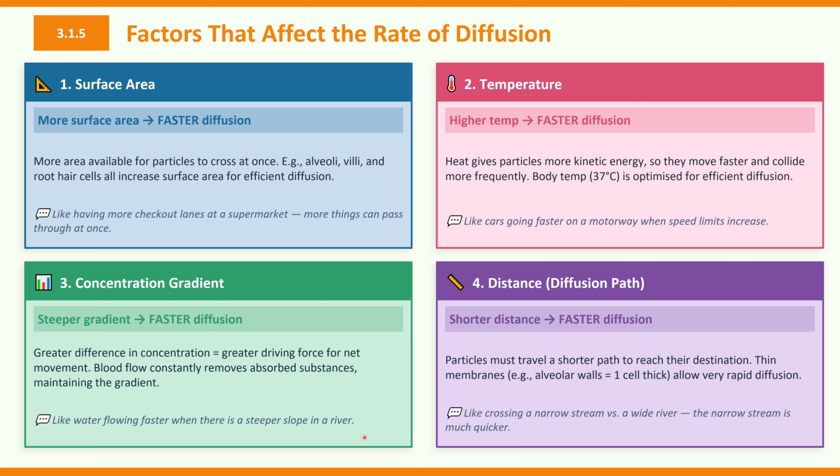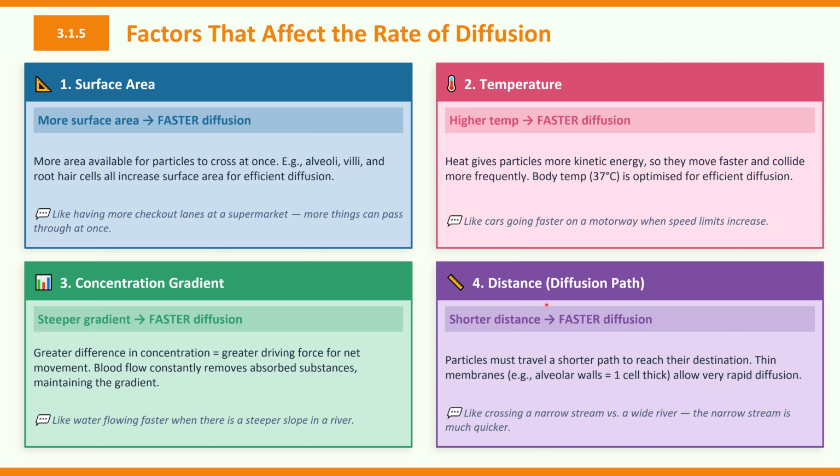The greater that difference, the stronger the driving force for movement. Our bodies actually work to maintain this. For example, blood flow constantly carries away absorbed substances, so the gradient stays steep. It's exactly like water flowing much faster down a steep mountain slope than a flat stream.